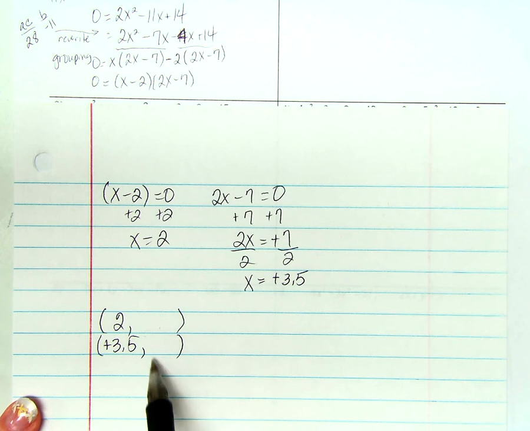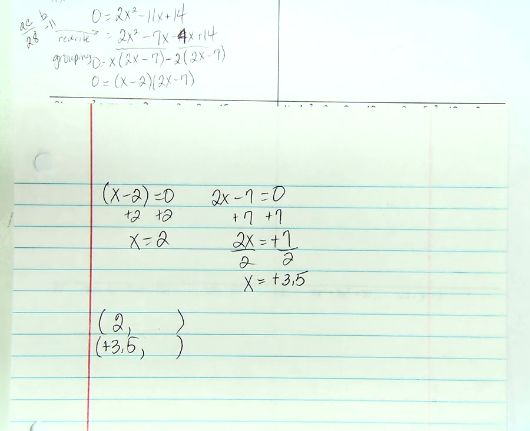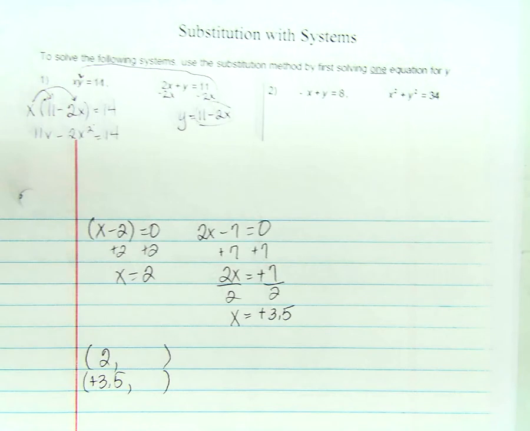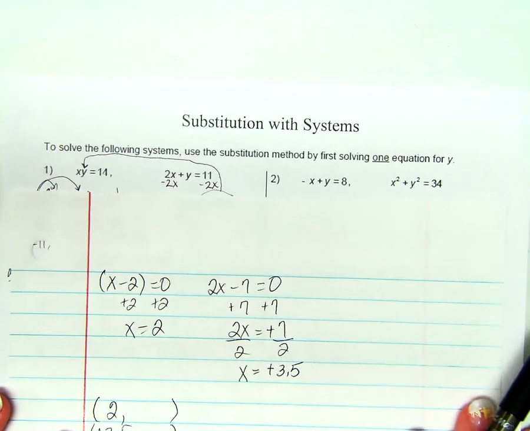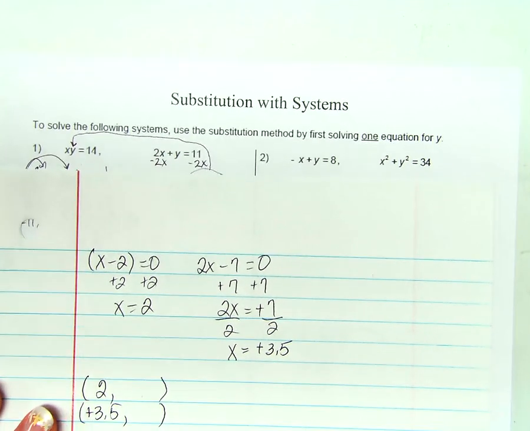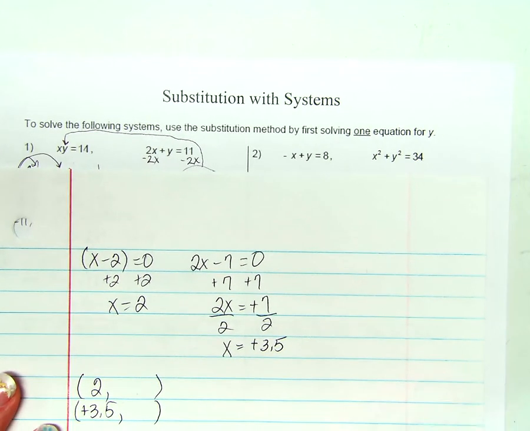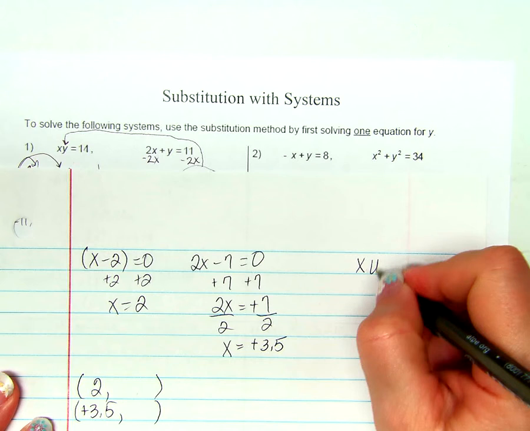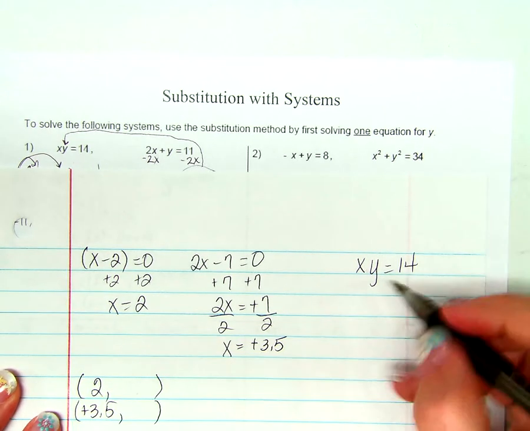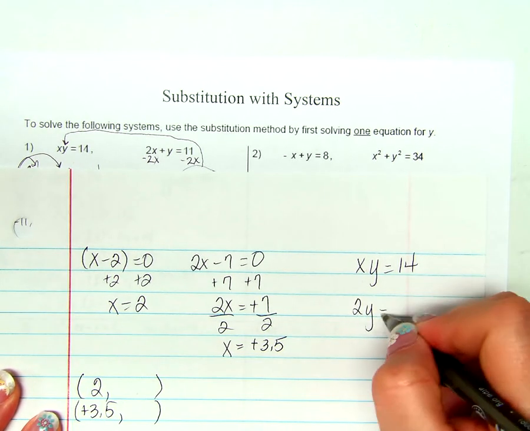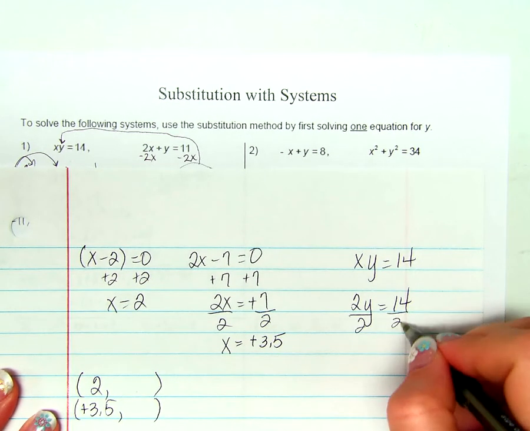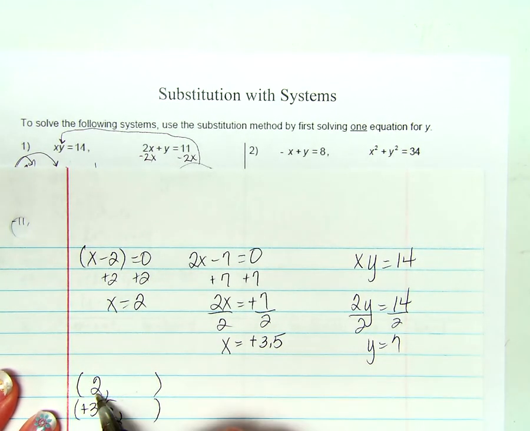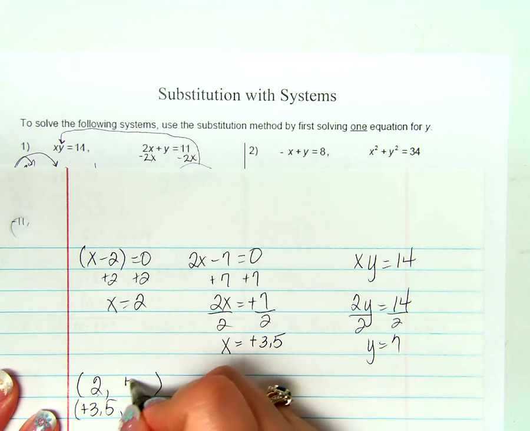Okay, so how am I going to get the y values? Plug it into the simplest equation. And is that personal preference? It is, right? So go back up to the original 2 equations. Which one, in your opinion, is the simplest to use? You want to use the first one? Okay. So xy equals 14. I know x is 2. So 2y equals 14. How do I solve for y? Divide by 2. Y equals 7. So when x is 2, y is 7.